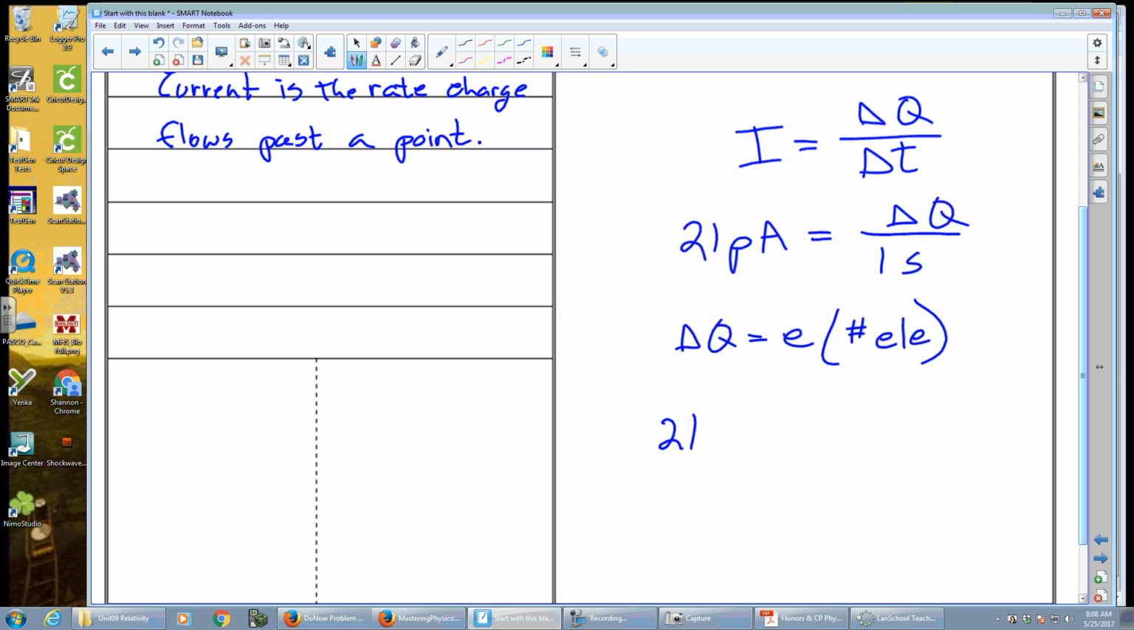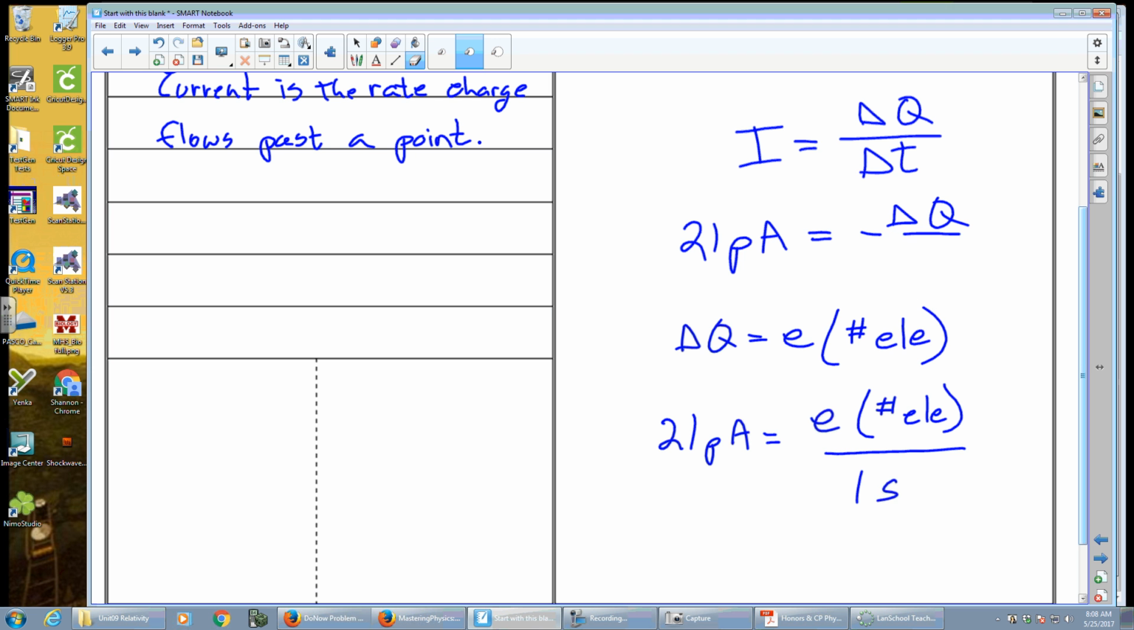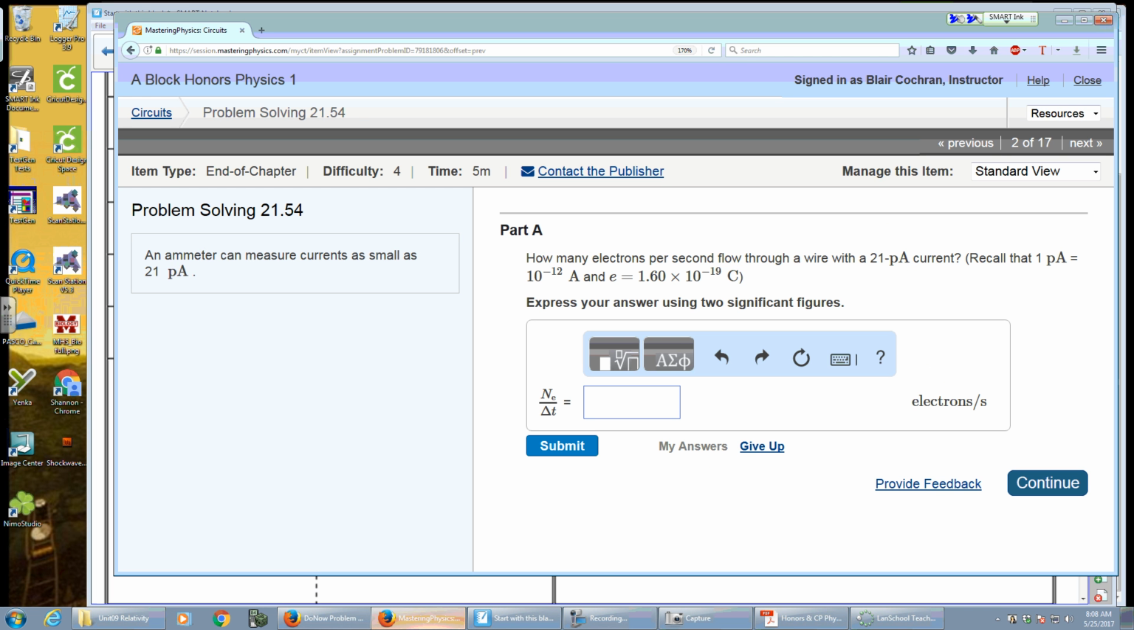So let's see, 21 picoamps equals the charge on an electron, or 1 quanta, times the number of electrons. And this is over 1 second. They actually left it in terms of delta T. We could do that. Let's do that. We'll leave this in terms of delta T. Because if you look at what they asked for, the number of electrons per time. See? They use capital N, lowercase e. They're a little fancier than me, delta time.